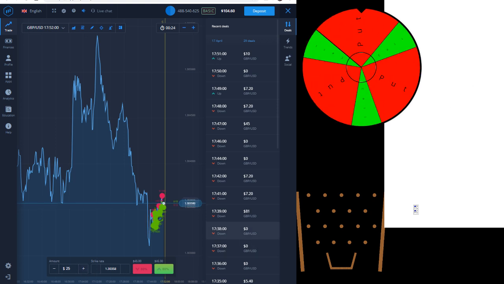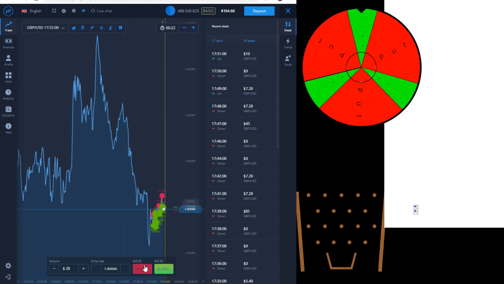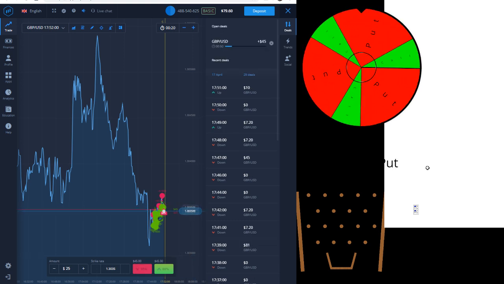Spin the wheel. Now there's no way I'm gonna do upwards. There's just no way, because we cannot risk it. So if we lose this one, then we only have one last try before I actually blow the account again. And let's see what happens now. We've got 26 seconds.